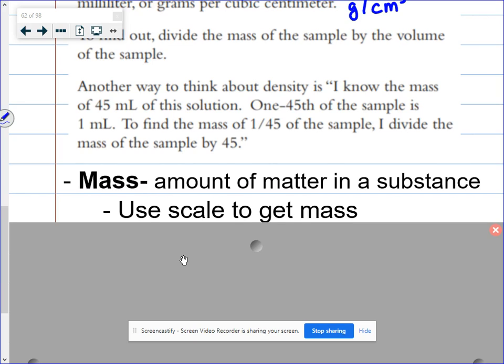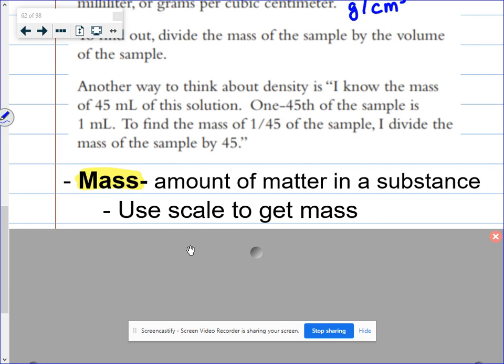So mass, we have talked about in here quite a bit. It's how much matter is in a substance. So that's going to be a vocabulary word, so make sure you grab your highlighter and highlight that. Mass: the amount of matter in a substance. And to find the mass, I would need to use a scale balance to get that. The same ones that we use in here, that's how you get the mass.